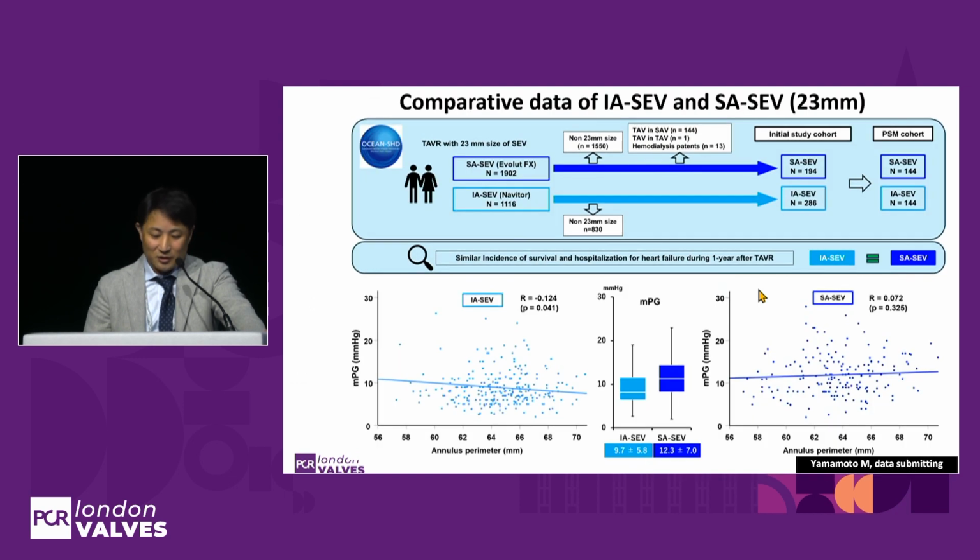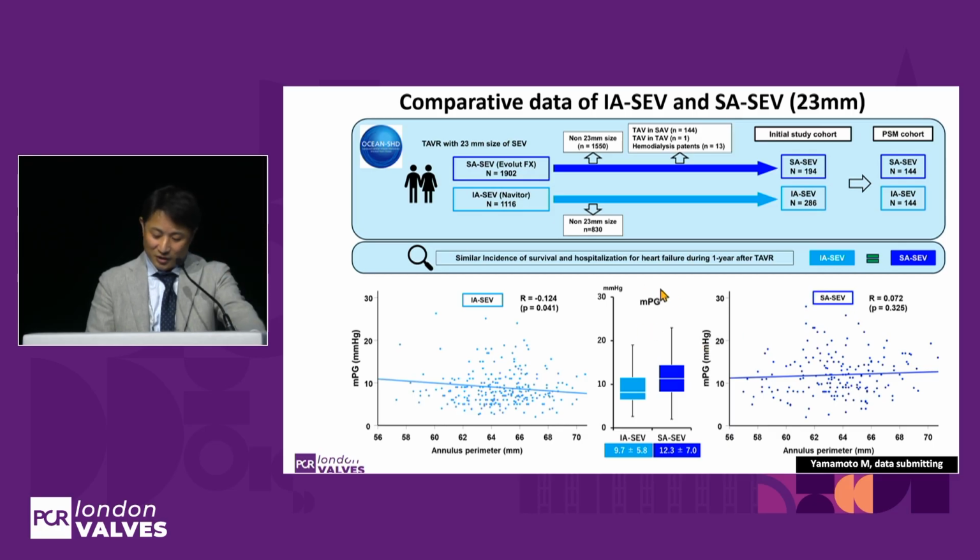The results are quite the same, but better hemodynamics can be achieved if we choose a self-expandable valve. And that is a very interesting report that only submitted data. The OCEAN registry data, I reanalyzed, expanding to more patients. The number of patients is 144 versus 144, intraannular versus supraannular designs.